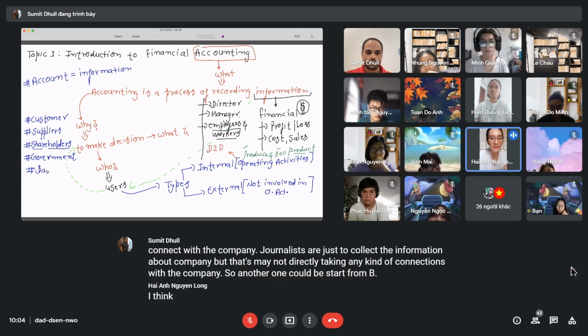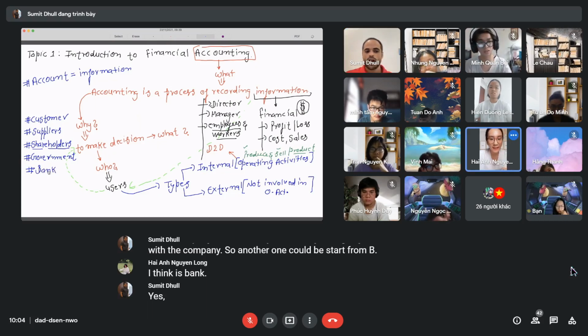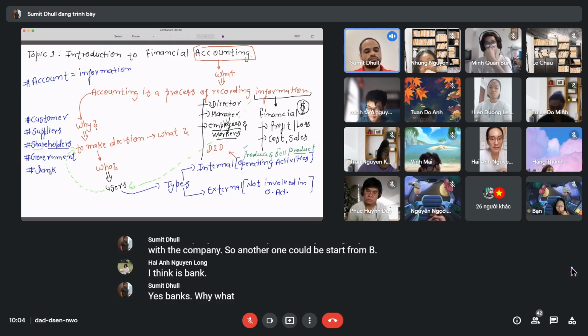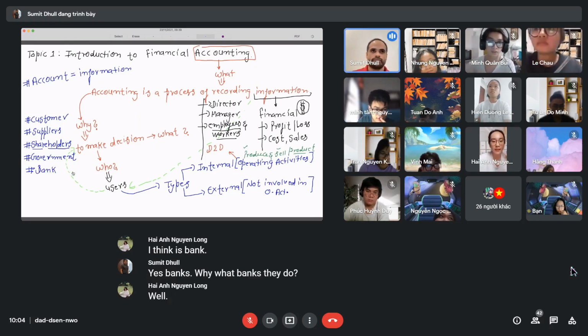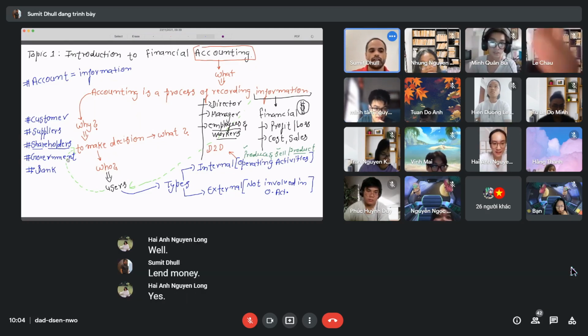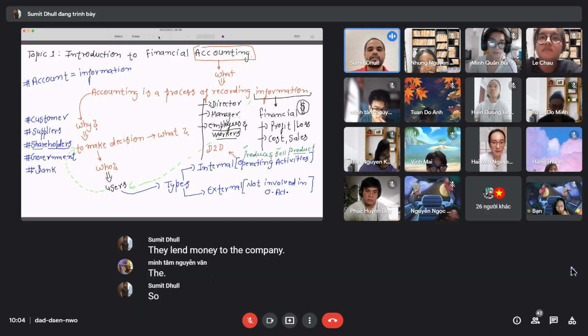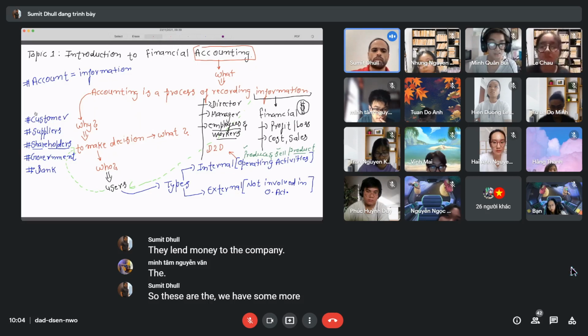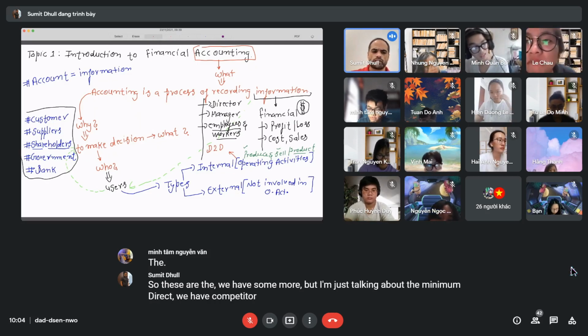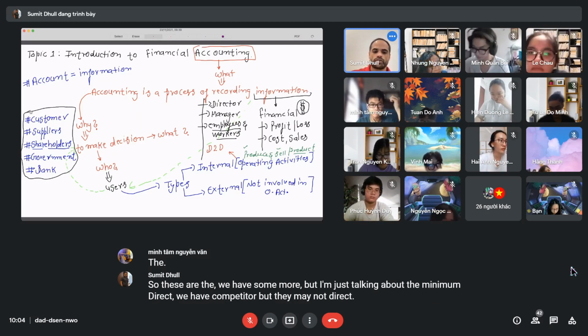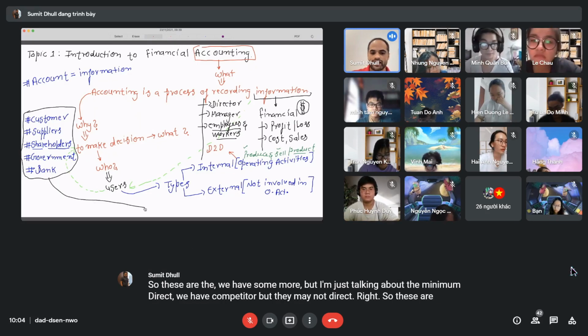I think it's banks. Yes, banks. Why? What do banks do? They lend money to the company. So these are the minimum direct users, we have some more. We have competitors, but they may not be direct. Right. So these are the external users.